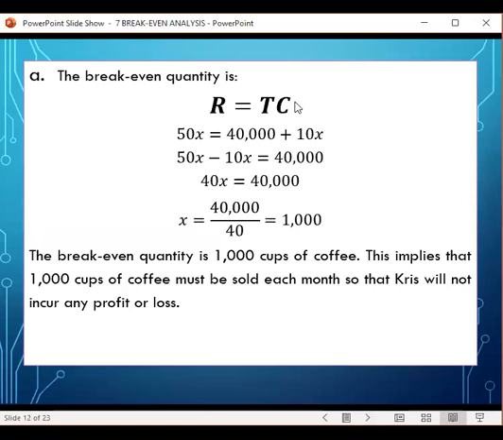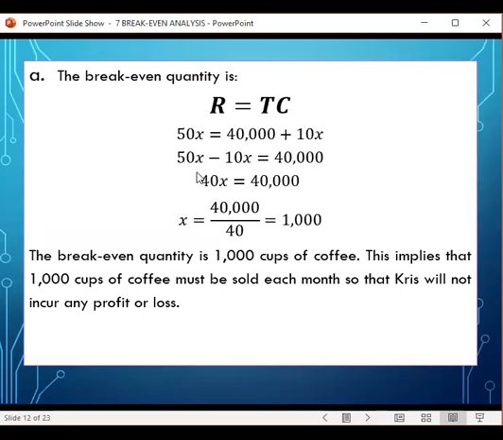So if the revenue is equal to the total cost, we know earlier that the revenue is 50x and the total cost is 40,000. This is the fixed cost plus 10x, which is the variable cost. Now, simplifying this using basic algebra, so adding negative 10x to both sides of the equation, you'll have 50x minus 10x. This is equal to 40,000 pesos.